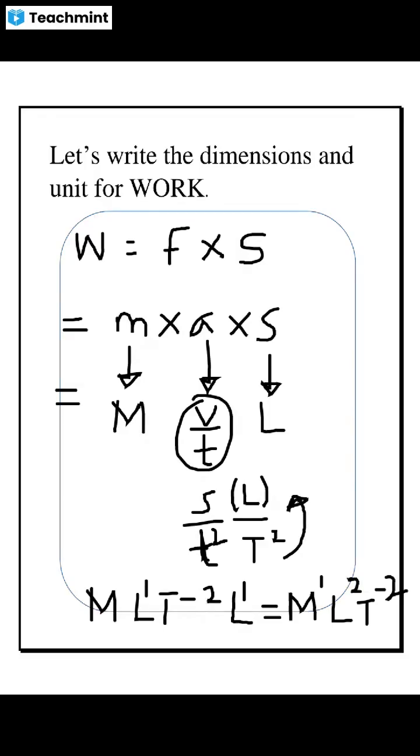You have to break the formula down into the fundamental quantities only. Then you can substitute capital M for mass. Please, not small letter m for mass. Capital M for mass, capital L for length, capital T for time. If you use small letters, it is automatically incorrect. Thank you. Take note of that.